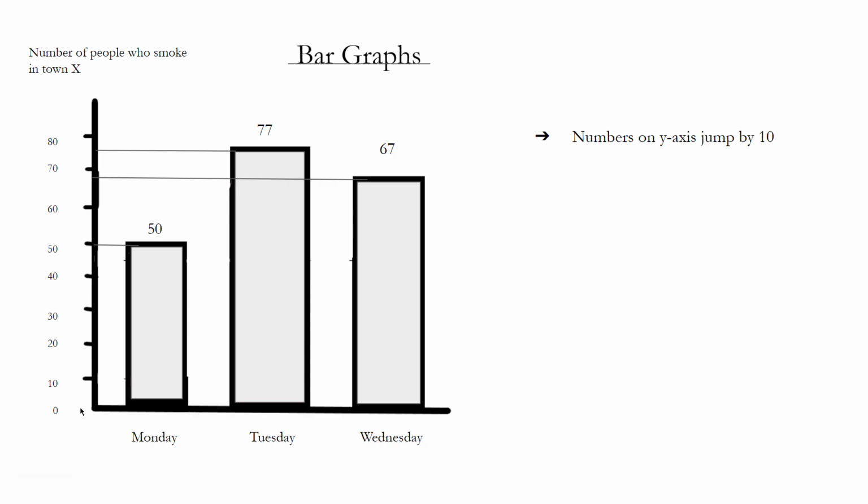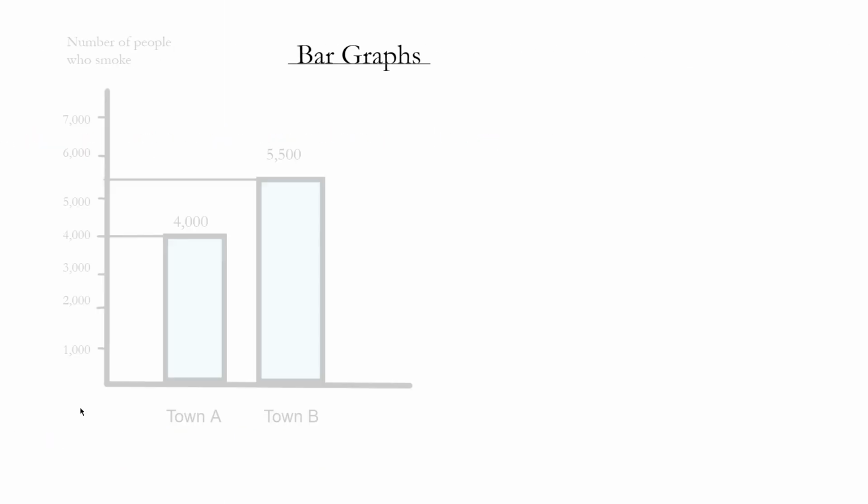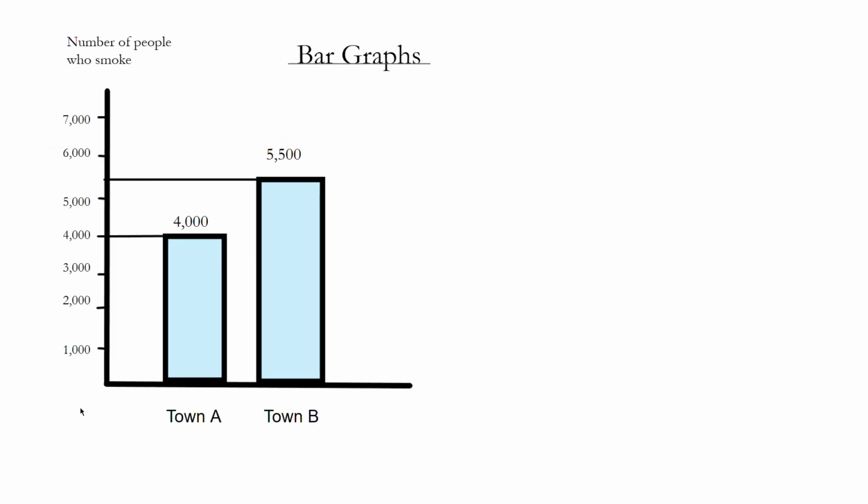Now, finally, before we wind up, let's look at this graph here. The number of people who smoke in town A and town B. The number of people who smoke in town A is 4,000 and in town B is 5,500. It feels for a second like it's not that big of a difference. Yes, in town B a lot more people smoke, but it doesn't feel like that big of a difference at first. Okay, fine.